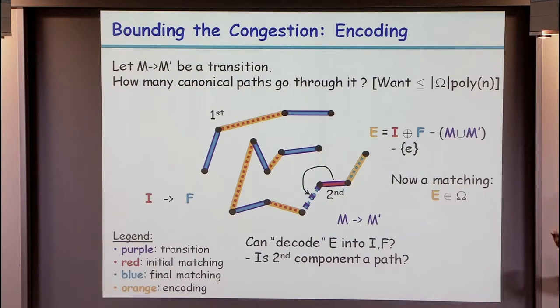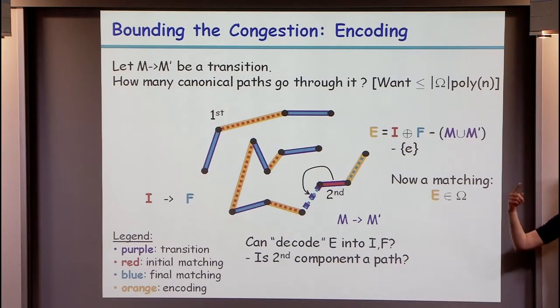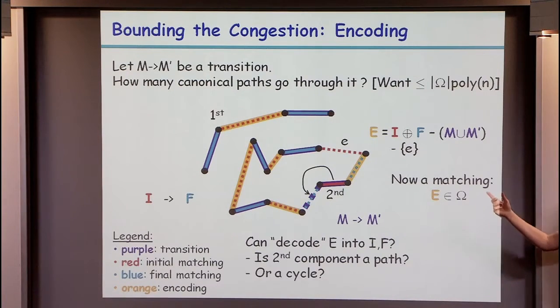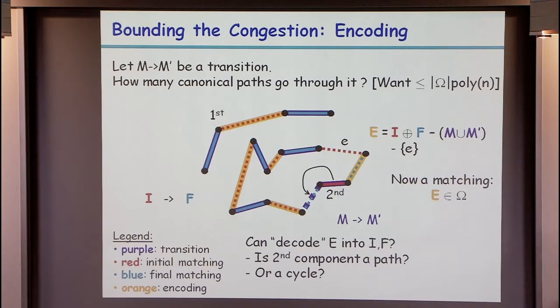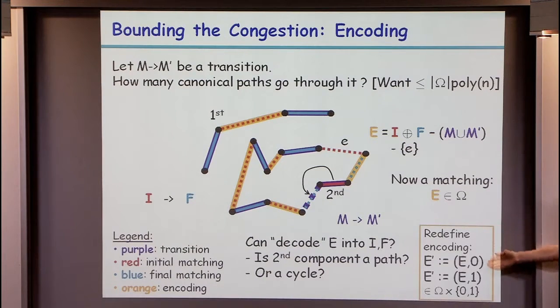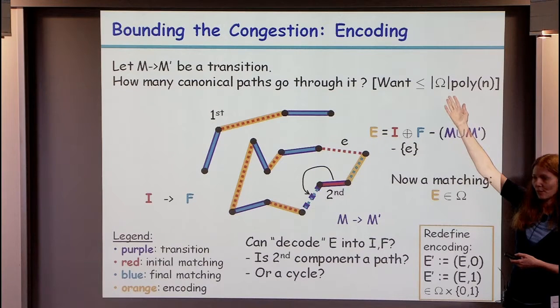But there's one minor, teeny tiny detail, which is I do not know whether my current component is a path or whether it was a cycle and I removed that one edge. Okay? So I don't know whether it was this scenario or this scenario, but it's actually very easy because I just remember one extra bit in my encoding. Okay? So what it comes to, instead of encoding, I just remember 0 or 1, and so then instead of bounding the number of paths by the total number of matchings, now I bound it by twice the number of matchings.